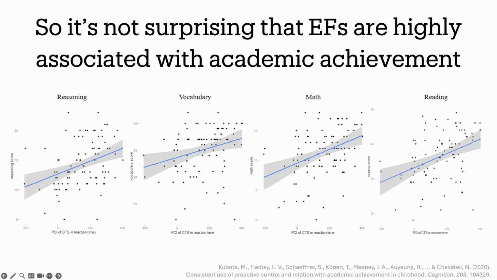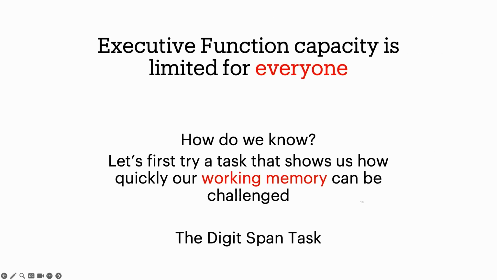And this is just some graphs showing the correlation between executive functions on the x-axis and various academic outcomes like reasoning, vocabulary, math, and reading. And you can see that the higher people's executive functions are, the better their academic outcomes are. But you have to keep in mind that executive function capacity is limited for everyone. And you may have already done these tasks, but it could be fun.